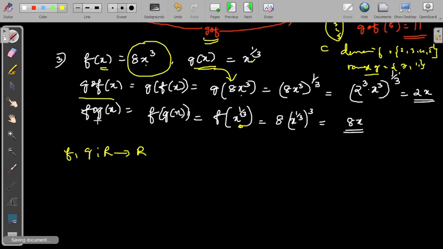So the composition of maps is very, very important. That is because we combine two or more functions to get a new function. That also plays a significant role in study of functions. So I hope you understood the concept of composition of functions.